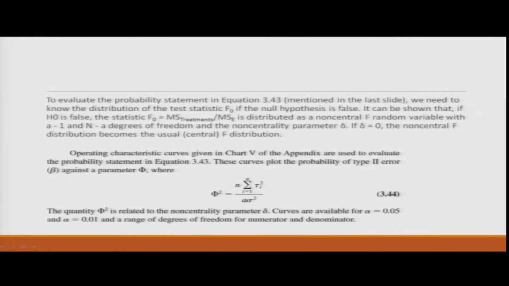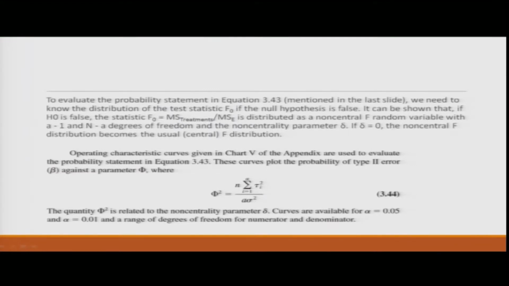So, a minus 1 would basically be the degrees of freedom, and the non-centrality parameter value is basically delta. If delta is 0, the non-centrality is absent, so the overall skewness would not be there. Operating characteristic curves given in chart 5 in the appendix are used to evaluate the probability statements related to the equation we have just discussed, and we will consider that the curves plot the probability of type 2 error against the parameter value of capital phi.